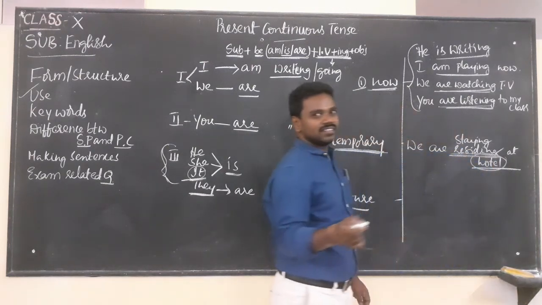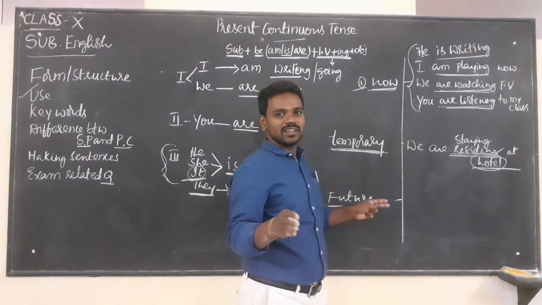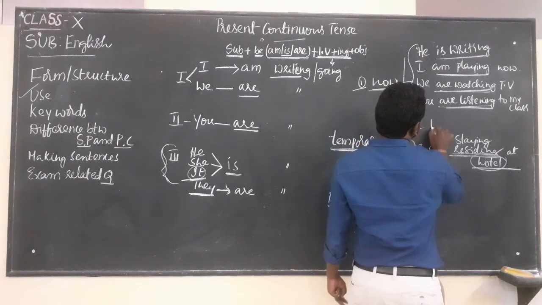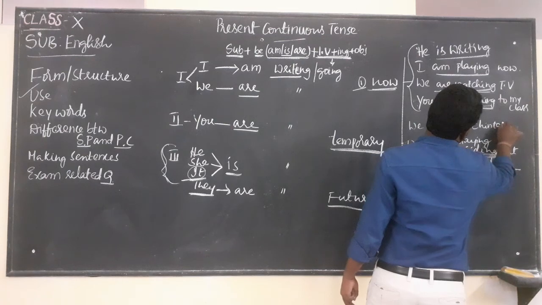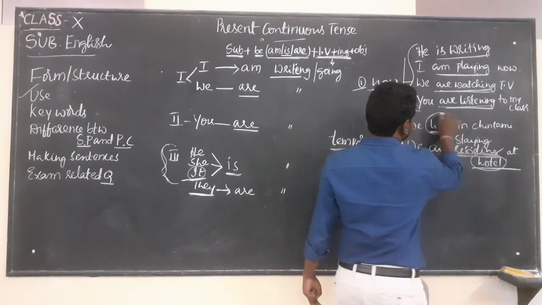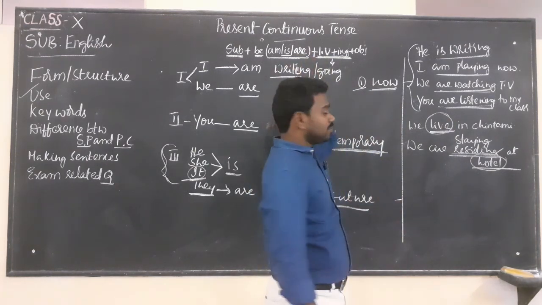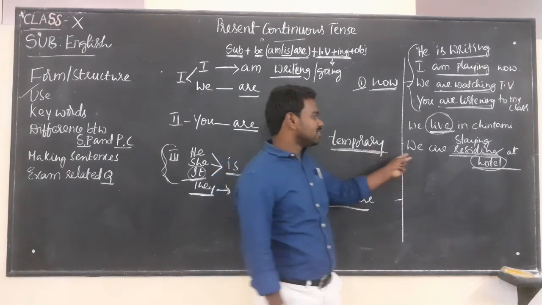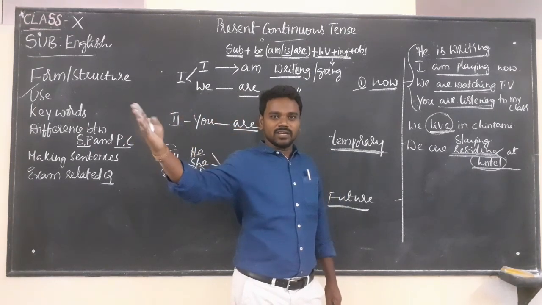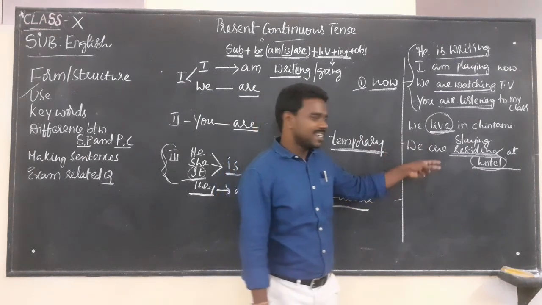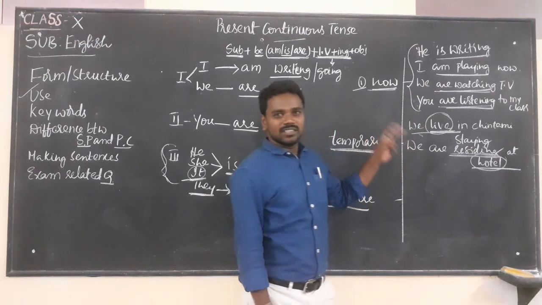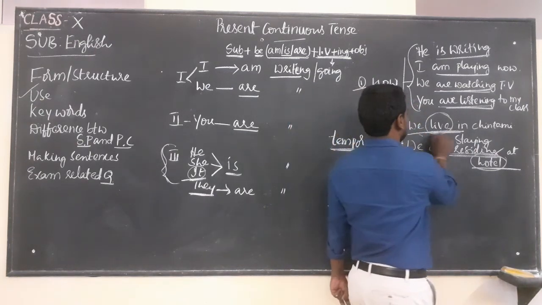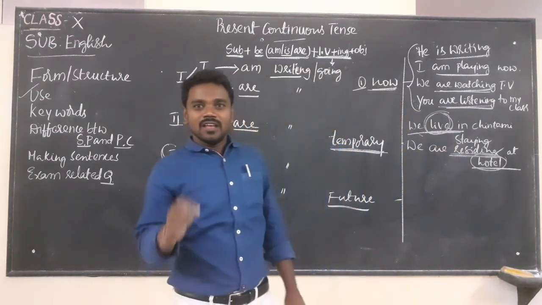So for example, we are living in Chintamani. We can say it is temporary: you came to Chintamani and you want to live here for some period of time. But if I say we live in Chintamani, live here talks about a permanent situation. That is simple present tense. So there are temporary situations and permanent situations. When you go for a trip or a vacation, you stay at hotel: we are staying at hotel. Whereas Chintamani is your residence, so we live in Chintamani. That's your permanent place, and when we talk about a permanent situation, we use simple present tense.